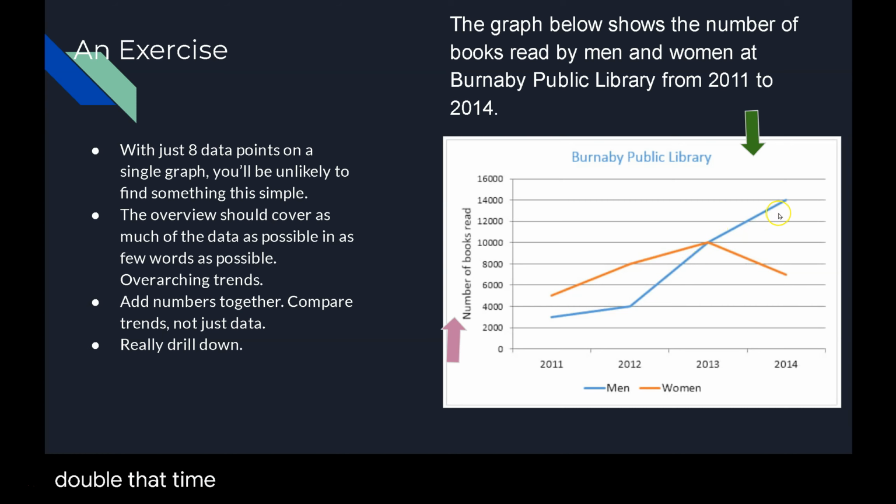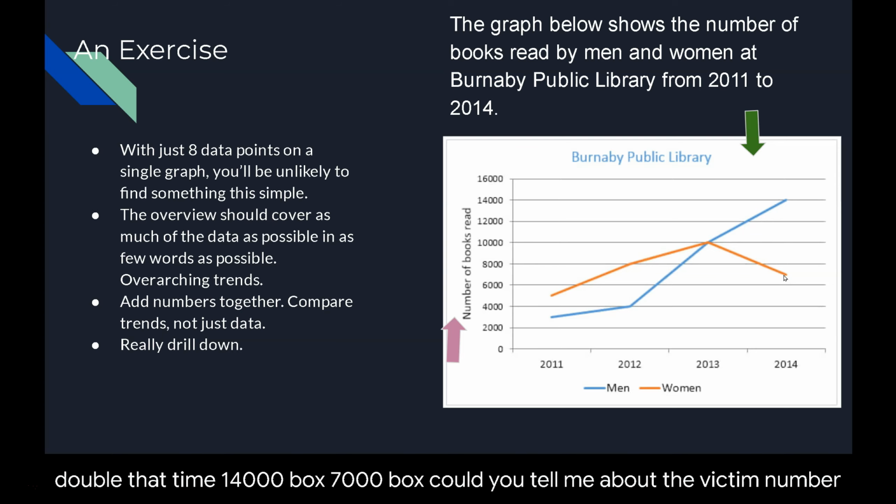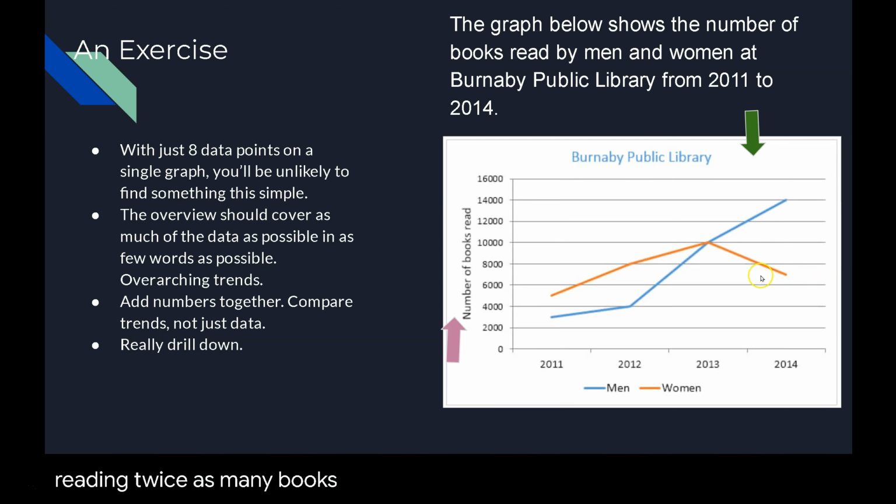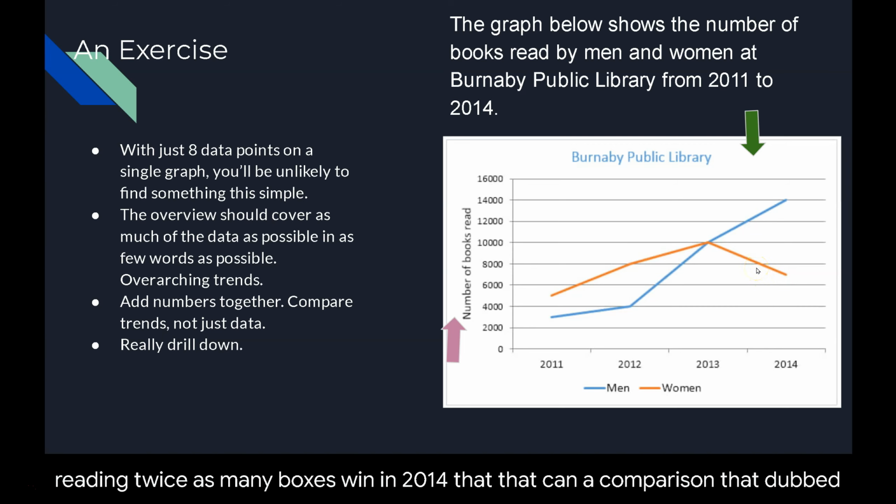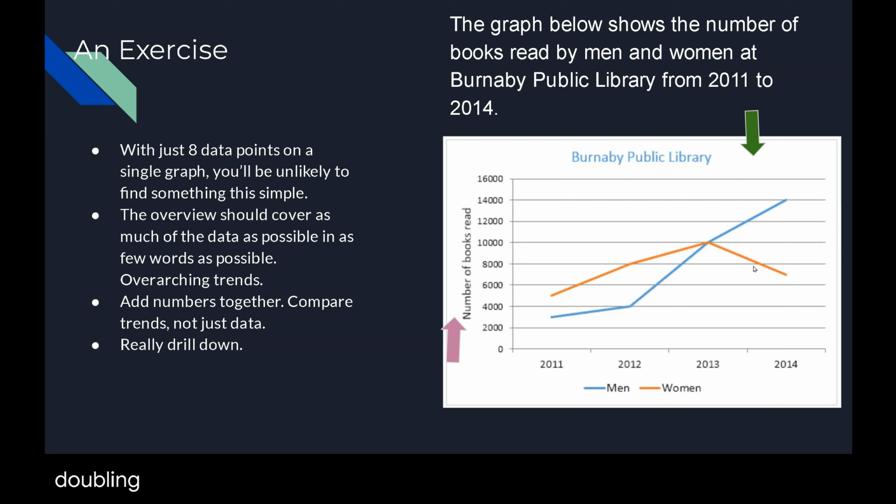But here's one they're just begging you to notice. Here, 14,000 books. Here, 7,000 books. What can you tell me about those 2 people? Men were reading twice as many books as women in 2014. That kind of comparison, that doubling, look, twice as many. That's the kind of thing that you want to compare. Those are large comparisons and between categories, not just between times.